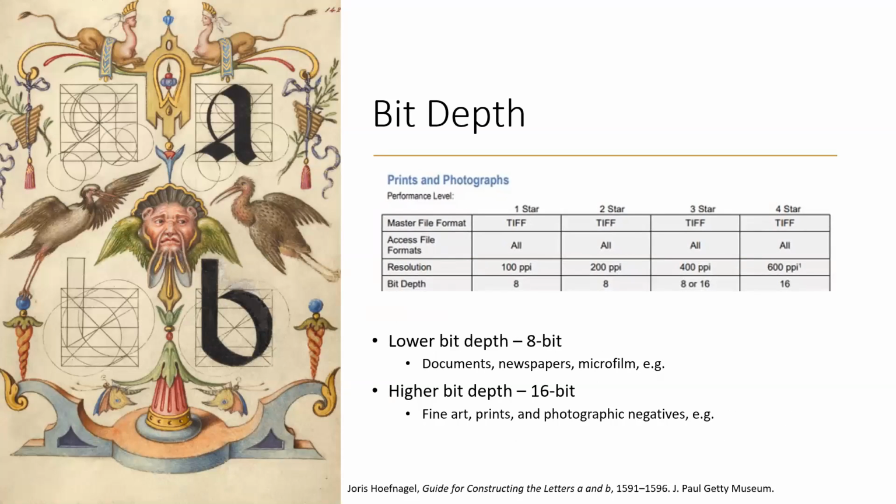Bit depth, as I mentioned before, is the depth of color information you're getting per pixel. Generally for fine art, photographs, and prints, should have a higher bit depth and capture a greater level of color information. And other materials such as documents, newspapers, and microfilm might not need that level of information to be recorded, since the value in these types of documents is often the text itself.